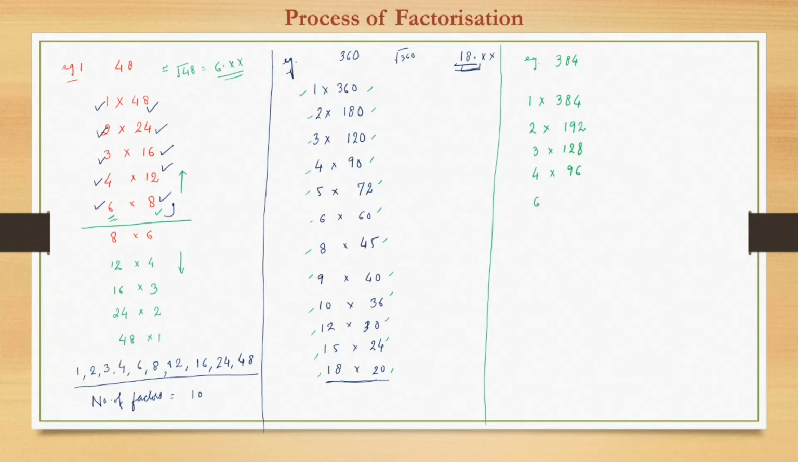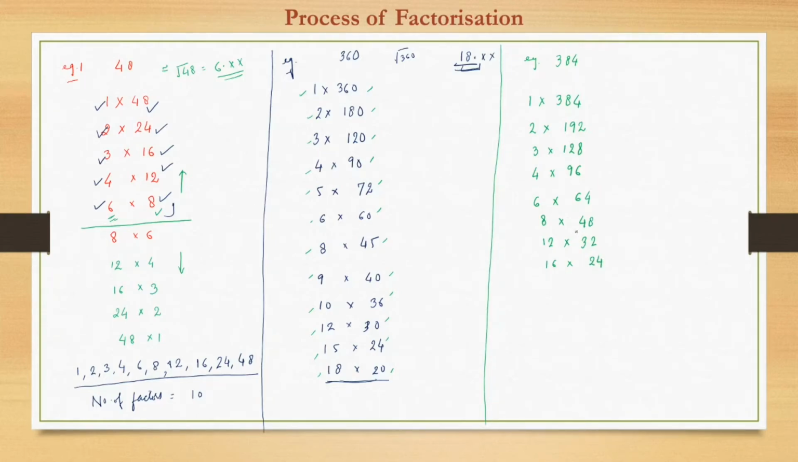Then 6 will divide 64 times. Then 8 will divide 48 times. Can 9 divide? No. 384 is not divisible by 9. Not divisible by 10 also. 11 also. Next is 12. 12 will divide 32 times. And then 16 we will check. 13, 14, 15 are not divisible. Then 16.